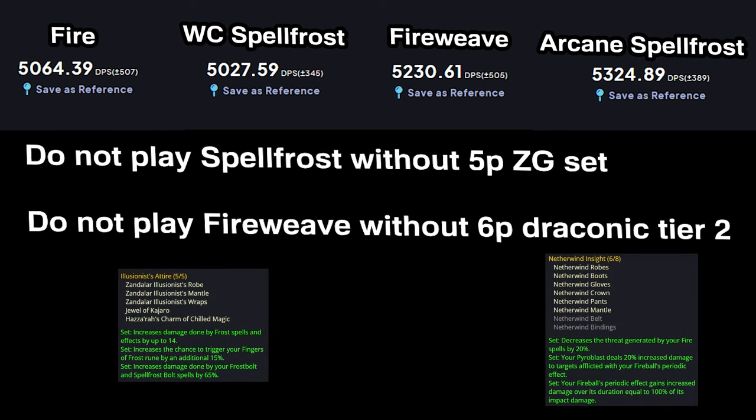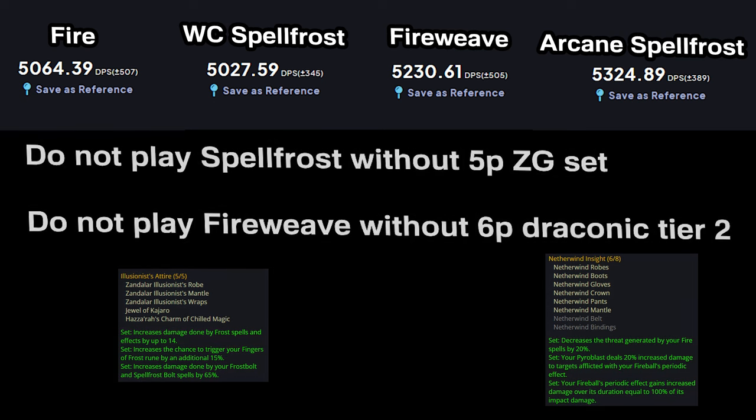Also, keep in mind that for Fireweave and both Arcane Spellfrost and Frost Spellfrost specs, it is pointless to run them until you have completed the full set. That means 6-piece Draconic Tier 2 for Fireweave, and 5-piece ZG set for both Arcane Spellfrost and Frost Spellfrost. Here are the potential builds we will play. There is Standard Fire, Fireweave, Arcane Spellfrost, and Frost Spellfrost.